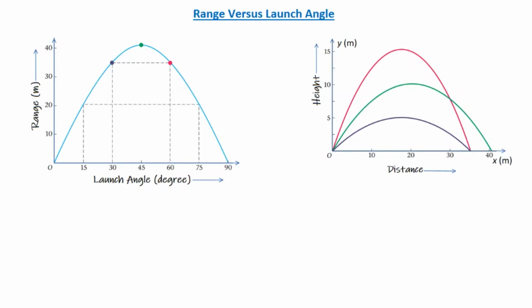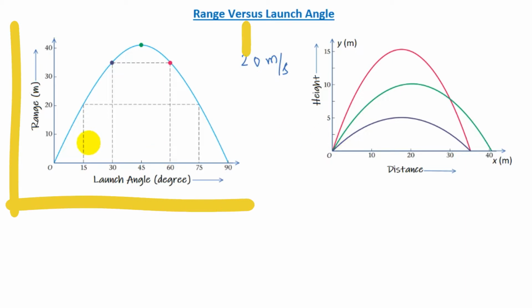Now before discussing the answer, we will discuss some concepts related to it and then we'll get back to this question. Let's discuss one more symmetry of projectile motion. So we have a projectile launched with an initial speed of 20 meters per second. And I have drawn two graphs for this projectile.